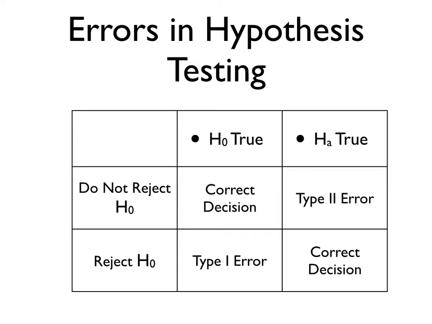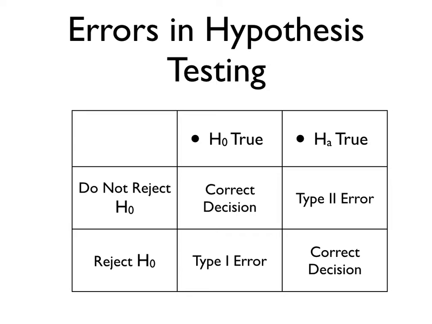Now we can make mistakes. Here we have reality up here: H0 true or HA true. We never know that. If we knew that, we wouldn't have to do the experiment. So H0 is true means nothing happened. That's all that means. HA true means something happened, they are different. And then we reject H0 or we don't reject H0.